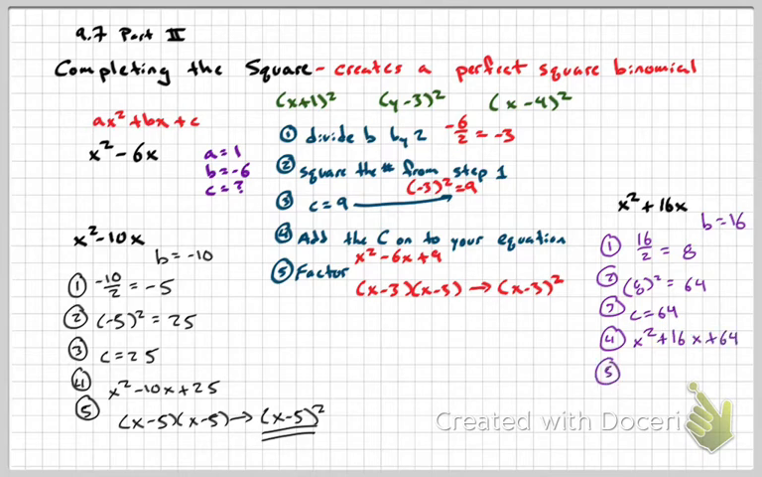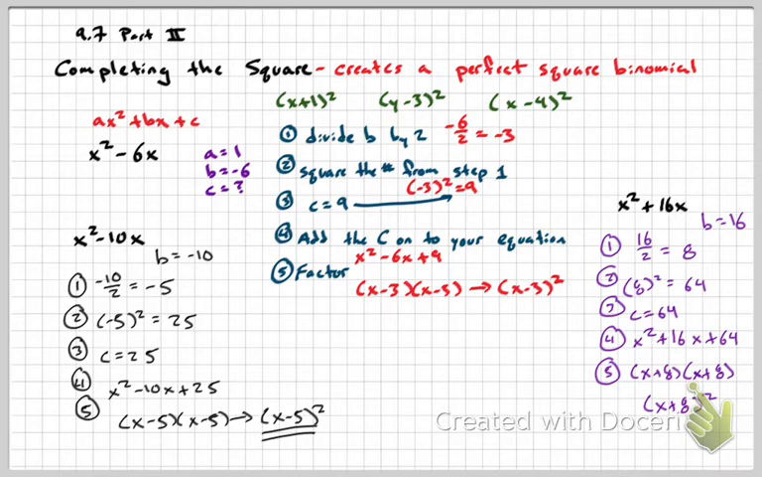Step 5, factor it up. Remember, it's going to be two numbers that multiply to 64 and add to 16: 8 and 8. X plus 8, x plus 8. So that becomes x plus 8 squared.